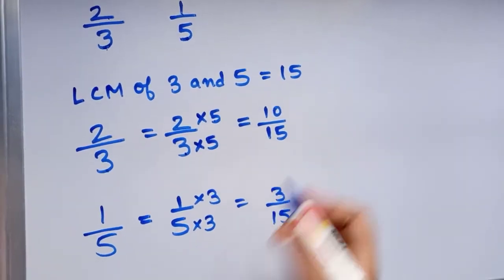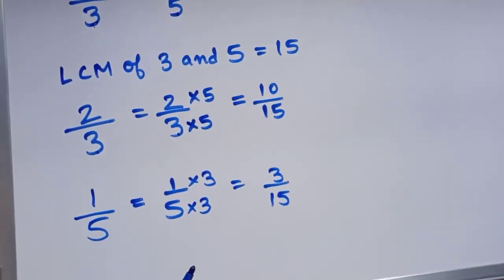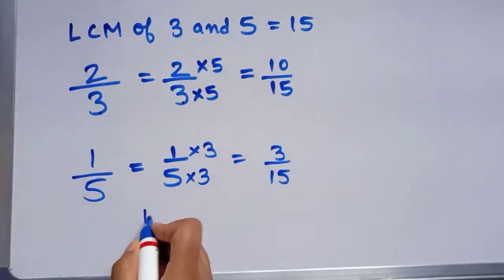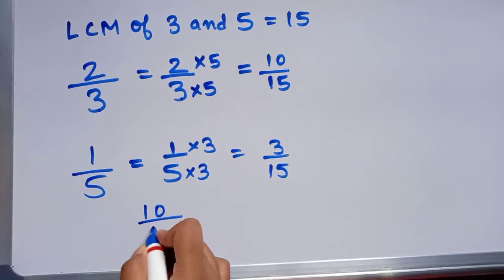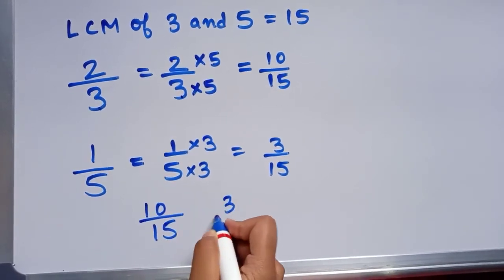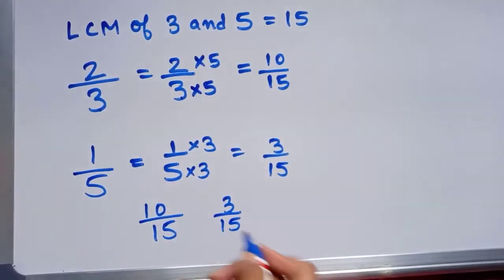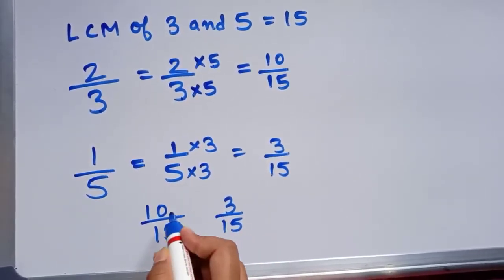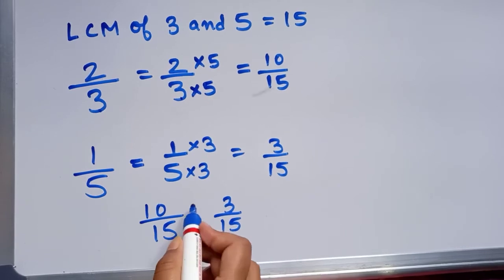So now you have got your two fractions, correct? What fractions have you got over here? You have got the fractions 10 by 15 and 3 by 15. Now you can easily compare. Look at the numerator. By looking at the numerator, you will compare 10 and 3. Which one is greater? Obviously 10.